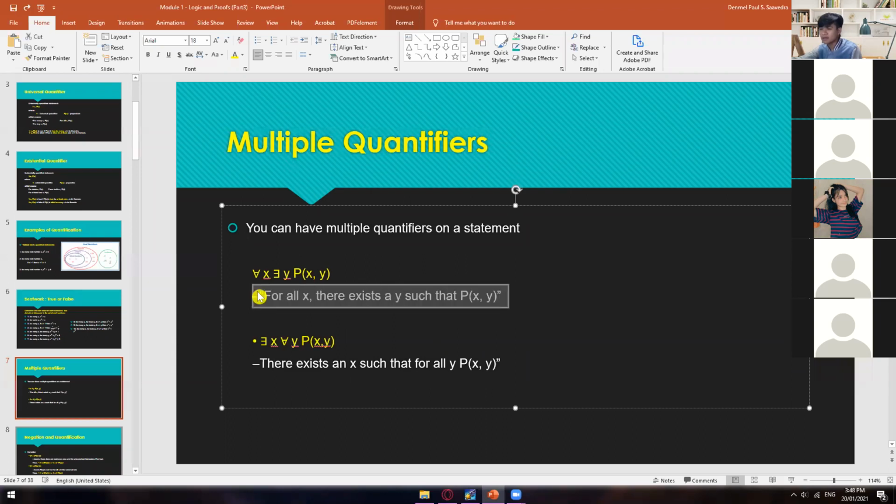I know that this way of reading the statement may be different from how you construct your own sentence. It's okay as long as you can say that you have a universal x and an existential y, or an existential x and a universal y. We are not in an English subject, so I'm not that strict when it comes to constructing your own way of reading such expressions. Anyway, that's it for multiple quantifiers.